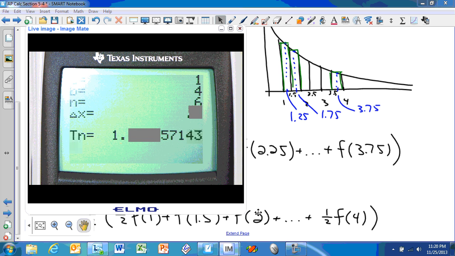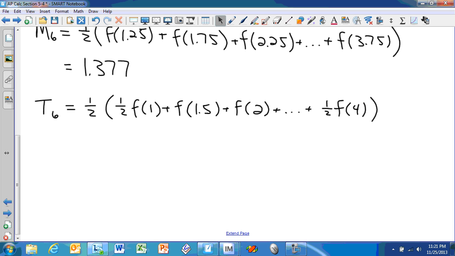The results, T sub n is equal to 1.405. So those are relatively close. There's a slight difference between the two of them, but they're relatively close, like we would expect.